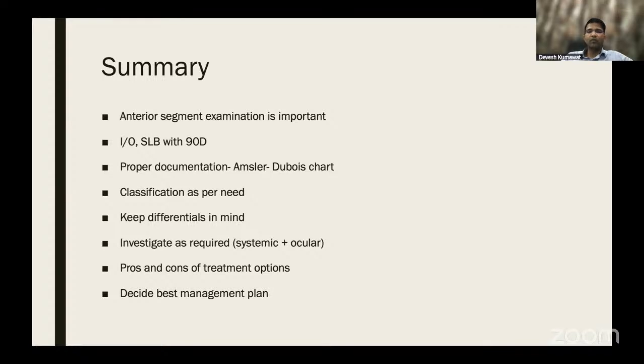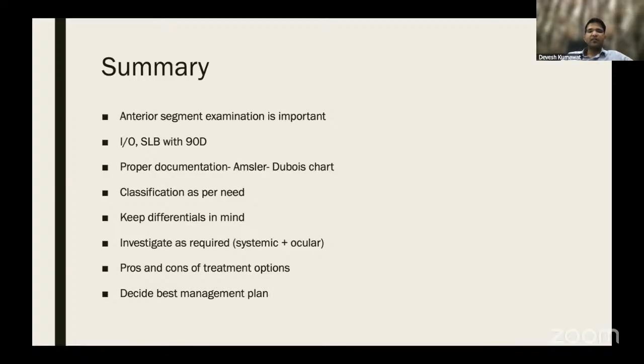On slit lamp examination, note whether there is macular edema, or a lamellar or full thickness macular hole, or any macular ischemia signs, such as sclerosed vessels at the macula, which could be seen. Then properly document all the findings. Use an Amsler device chart to draw the fundus findings in all your cases.